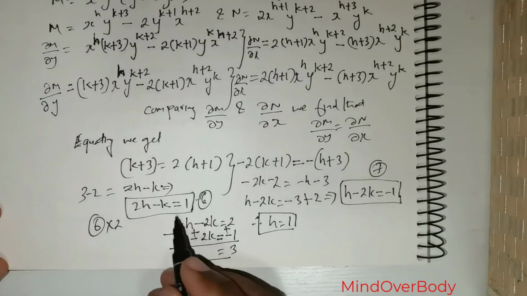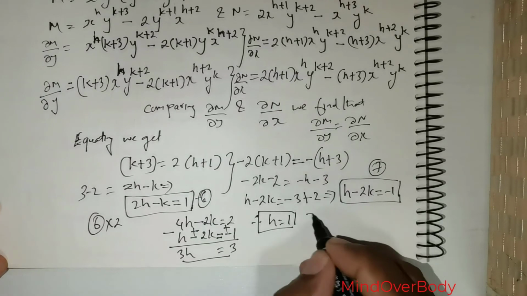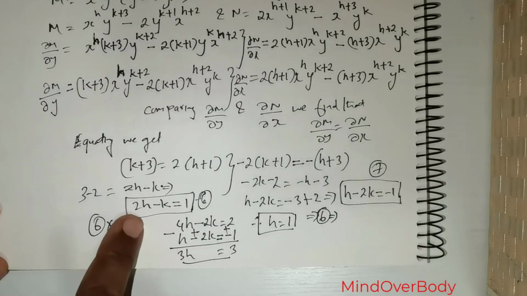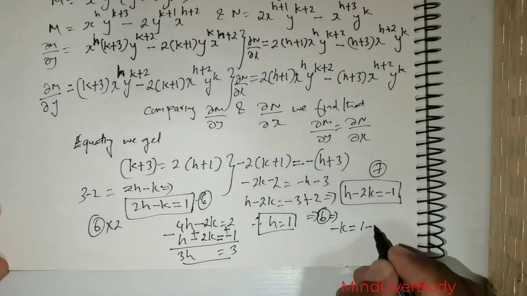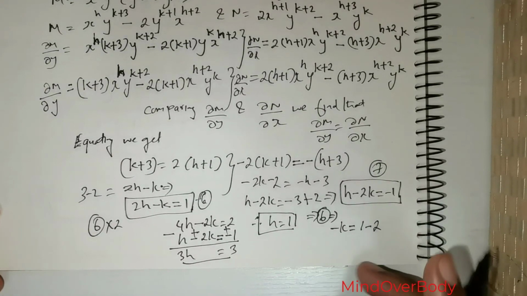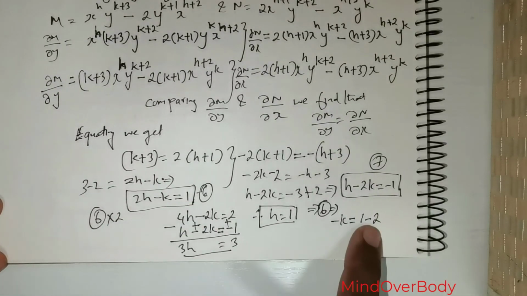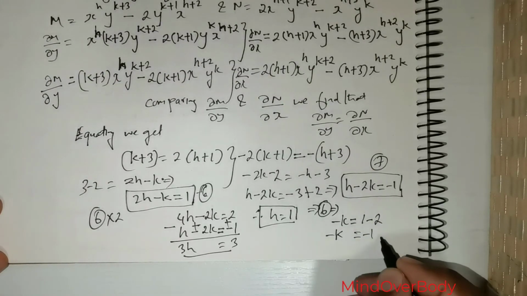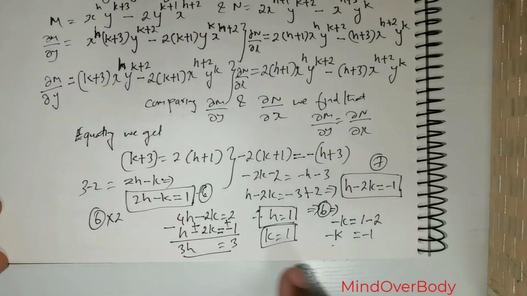Then if I substitute h is equal to 1 here, this would imply that 6 would give me −k is equal to 1−2. So this is going to be positive 2, it goes here as −2. So this will give me −1. So −k is equal to −1, so this means k is equal to 1. So I've got h is equal to 1, k is equal to 1.